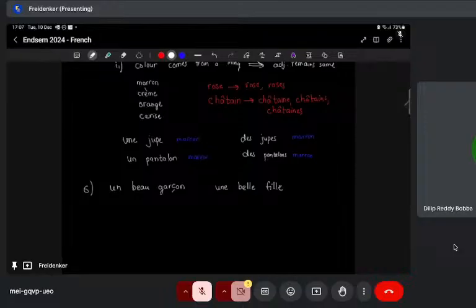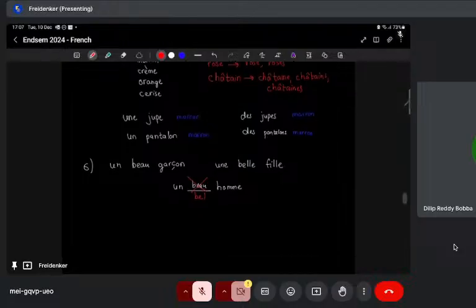But then there is a problem if a masculine word begins with a vowel or with an H. If I have to say a handsome man, I can't use beau because there is a rule that prohibits me from using this. Rule in the sense, an exception. So instead of beau and belle, you have another form. It is bel. This will come when you're using masculine singular words beginning with vowel, like appartement. So you have to say un bel appartement.